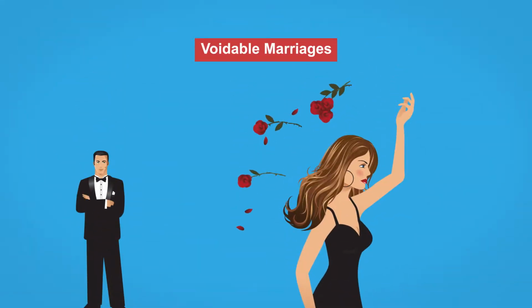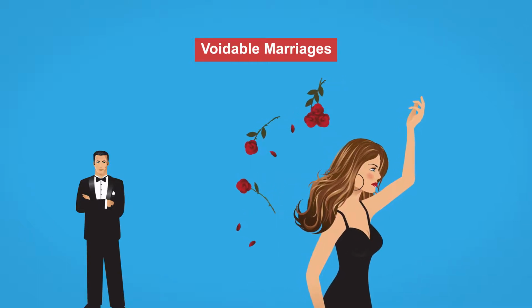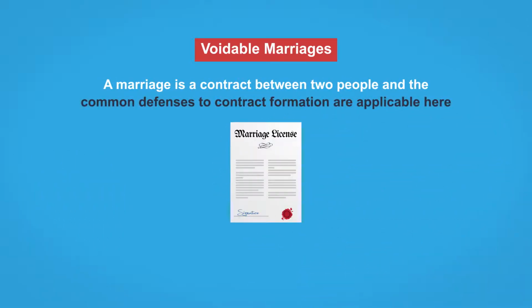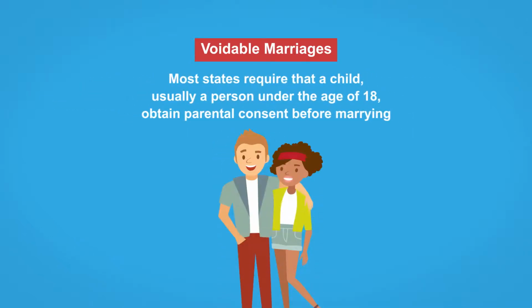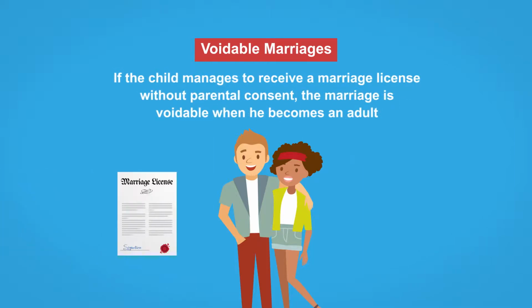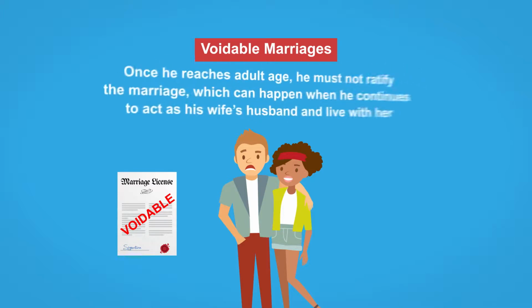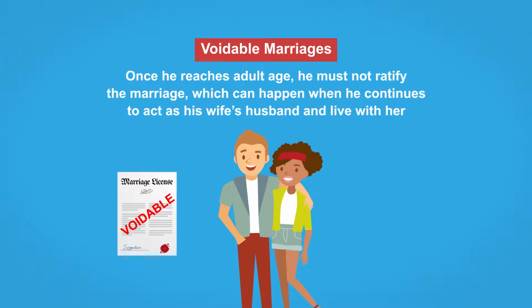Voidable marriages. There are several grounds for a voidable marriage. At its core, a marriage is a contract between two people, and the common defenses to contract formation are applicable here. Most states require that a child, usually a person under the age of 18, obtain parental consent before marrying. However, if the child manages to receive a marriage license without parental consent, the marriage is voidable when he becomes an adult. Once he reaches adult age, he must not ratify the marriage, which can happen when he continues to act as his wife's husband and live with her.